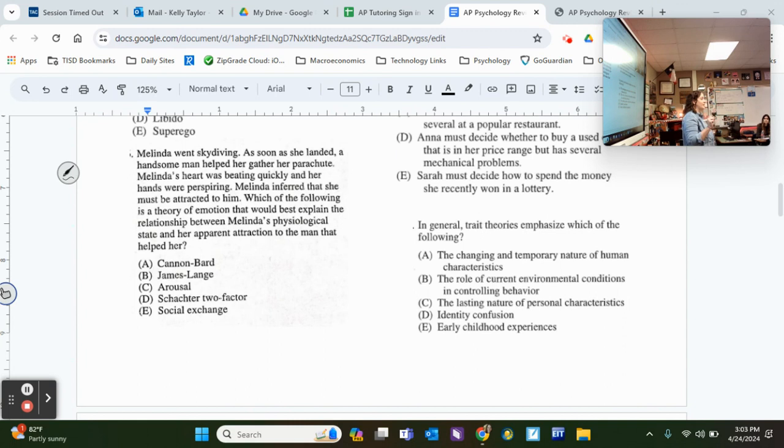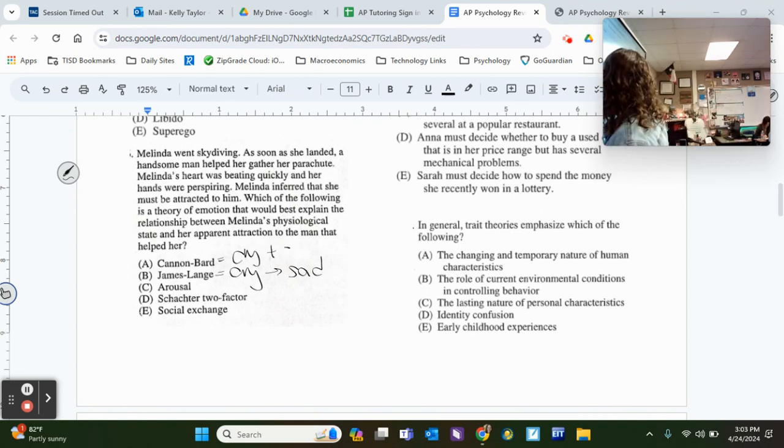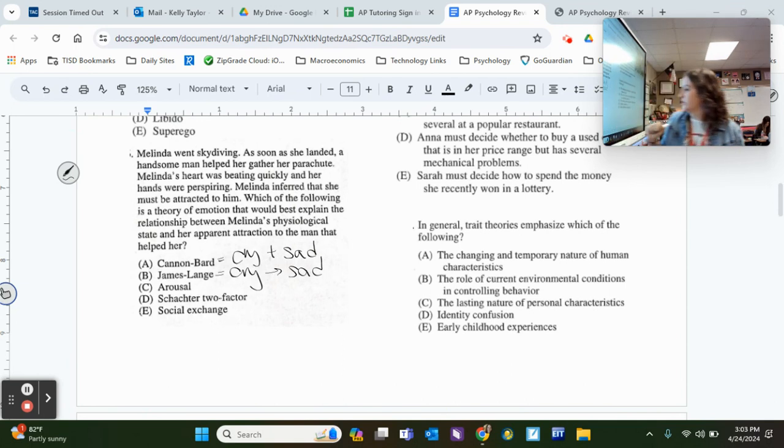Okay, let's break down each of these before we answer the question. Which one of these says you cry, therefore you're sad? A. B. You cry, so this is cry and then sad. Cannon-Bard happens at the same time, because when a cannon goes off, it makes a bang sound at the same time. So cannon bang, Cannon-Bard. And so it happens at the same time. So cry plus sad is Cannon-Bard.